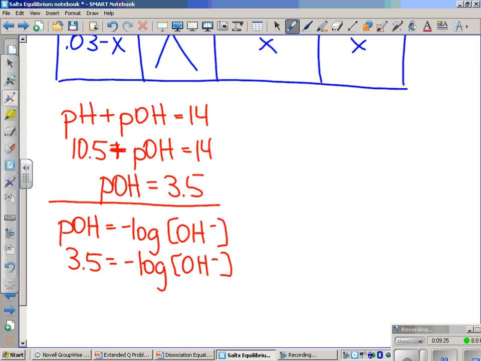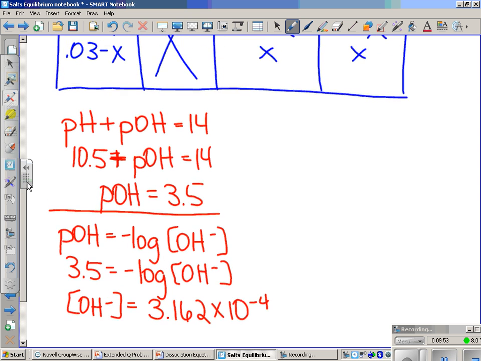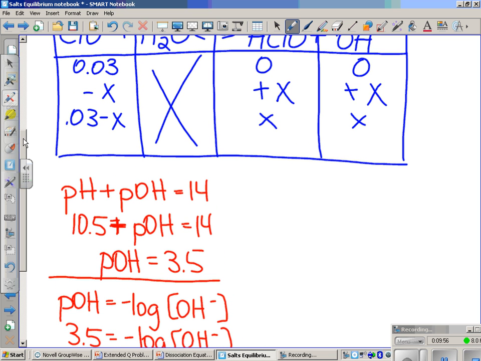I'm going to take the inverse log of the negative of the pH. I'm going to get 3.162 times 10 to the negative 4th, if I remember that right. And that's my OH minus concentration. So I can bring that back up to my table now. My OH minus goes here, 3.162 times 10 to the negative 4th.